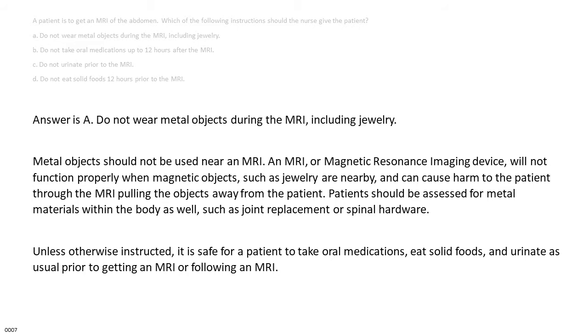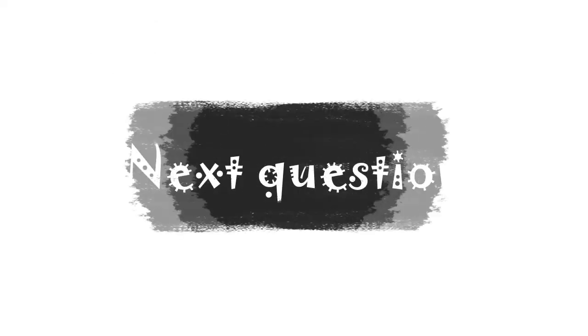Patients should be assessed for metal materials within the body as well, such as joint replacement or spinal hardware. Unless otherwise instructed, it is safe for a patient to take oral medications, eat solid foods, and urinate as usual prior to getting an MRI or following an MRI.